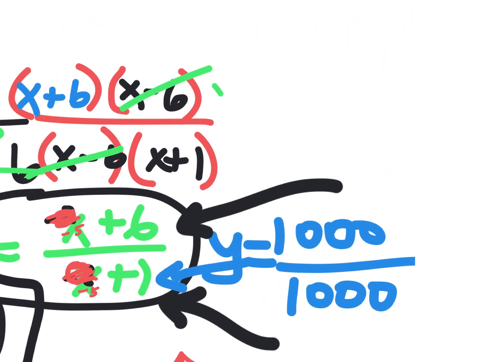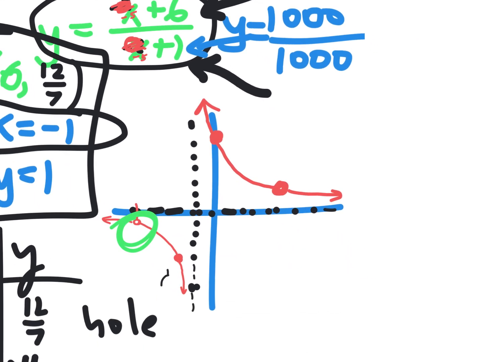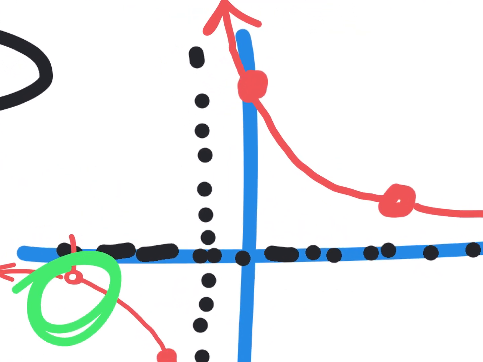Do you get if there was an X on the top and an X on the bottom? That would create a hole at 0. Why? Well, because these would cancel. And what makes that part 0 is if X is 0. There'd be a hole at X is 0 if there was another X on top and an X on the bottom. I'm not saying there was.